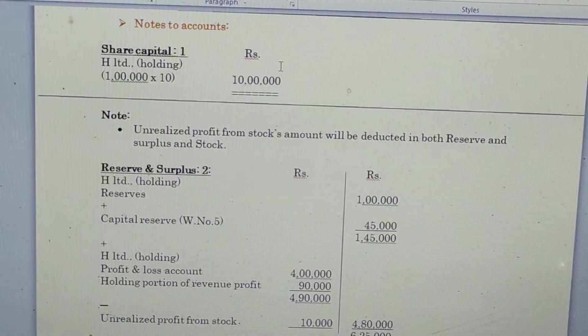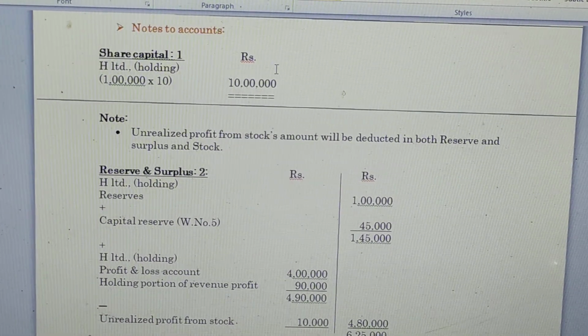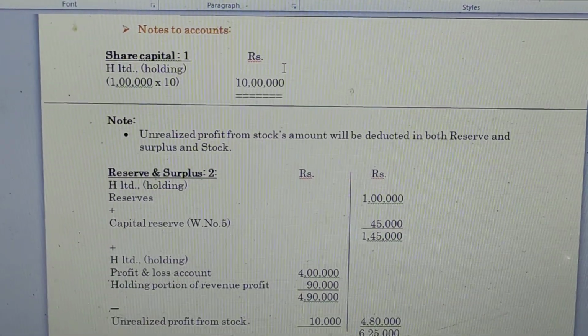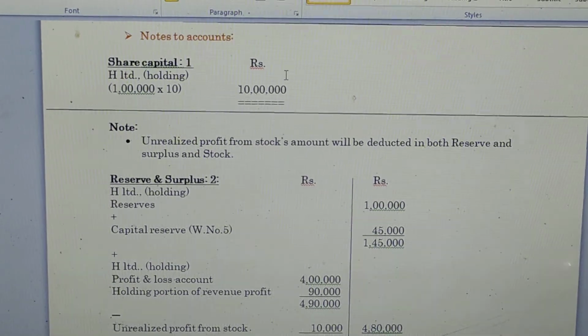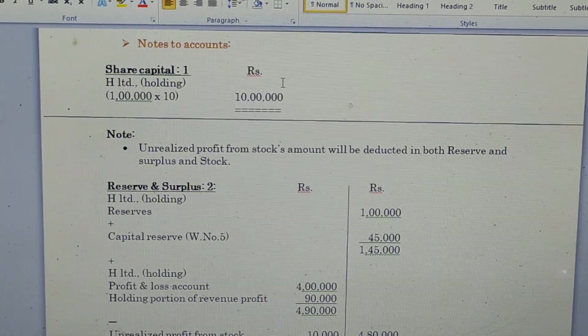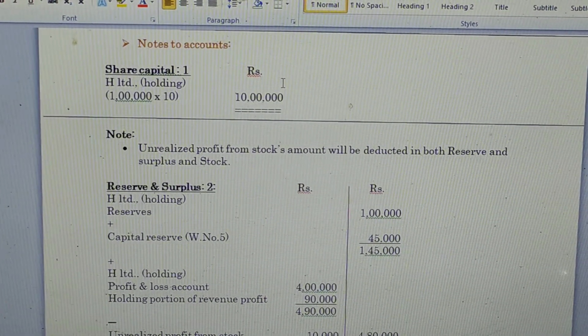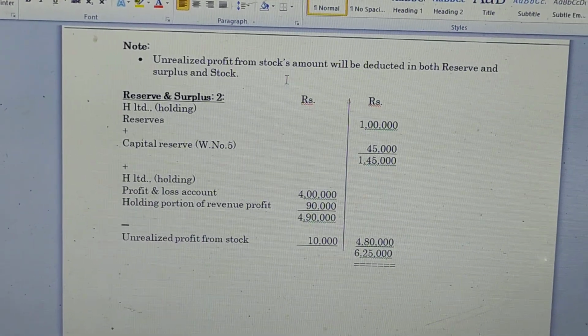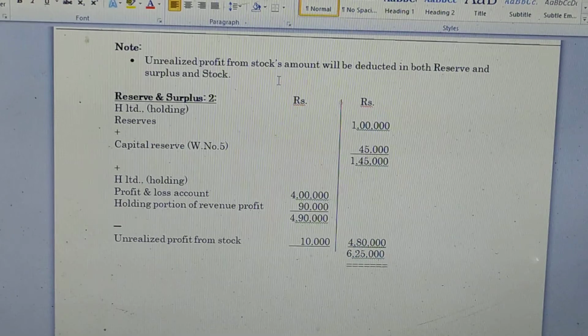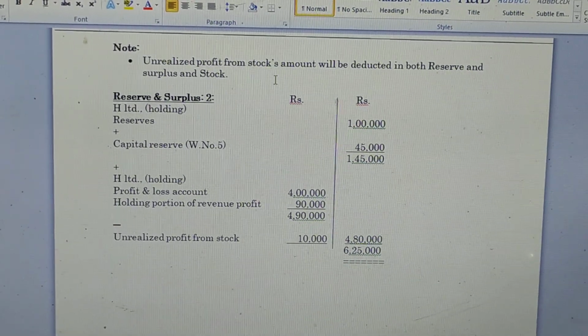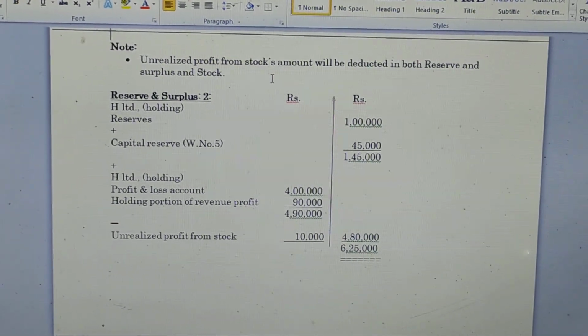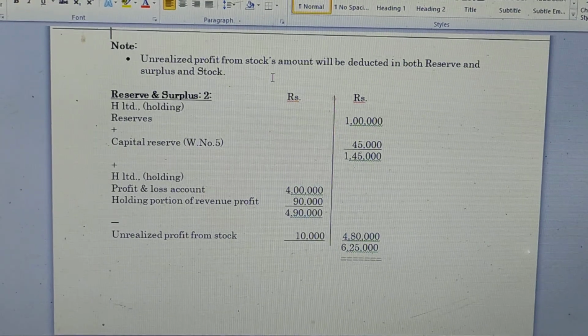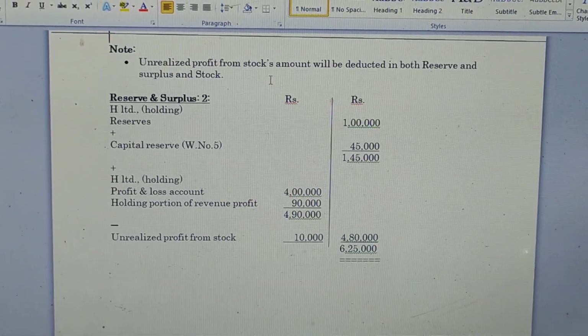Then we are going to calculate the notes to account. Note number 1 is share capital. H Limited holding 1 lakh multiplied by 10, we get 10 lakhs. Then note number 2 is reserve and surplus. Before calculating the reserve and surplus amount, we should know this information: unrealized profit from stock will be deducted in both reserve and surplus and stock.